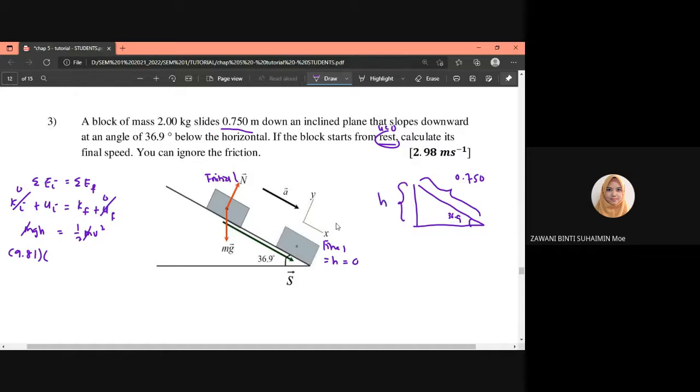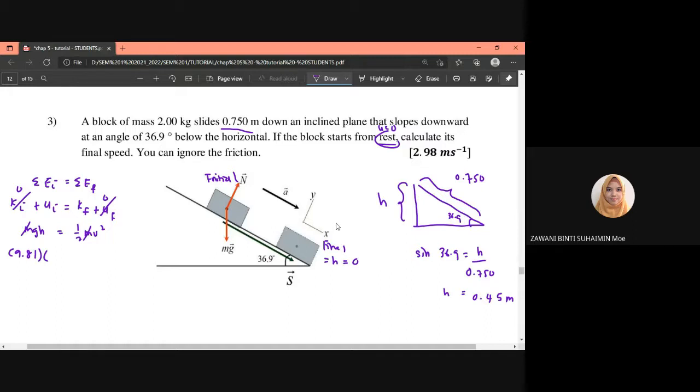Berapakah dia? So kita bolehlah menggunakan equation sin theta 36.9 is equal to opposite over hypotenuse. So my opposite is H. Hypotenuse saya dah diberi 0.750. So H is equal to 0.45 meter. Alright, that is my H.